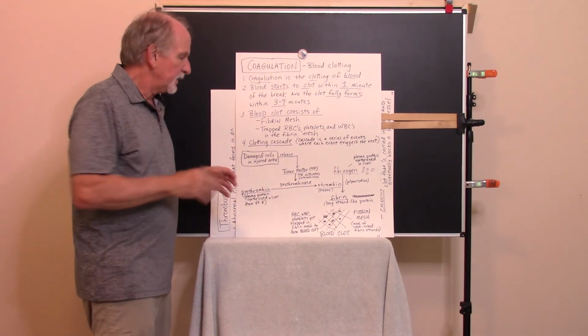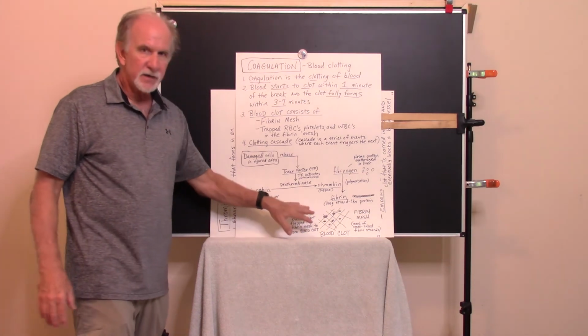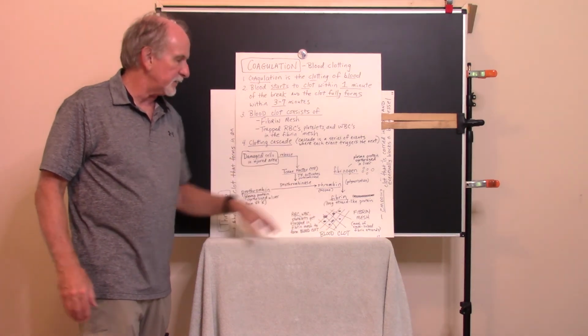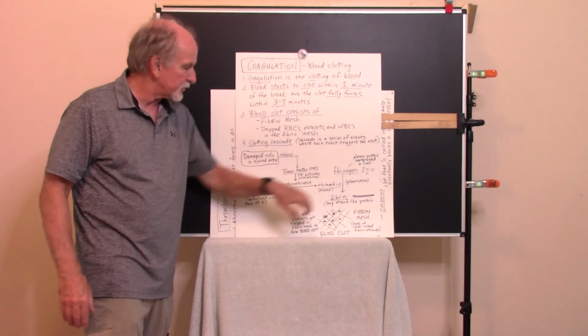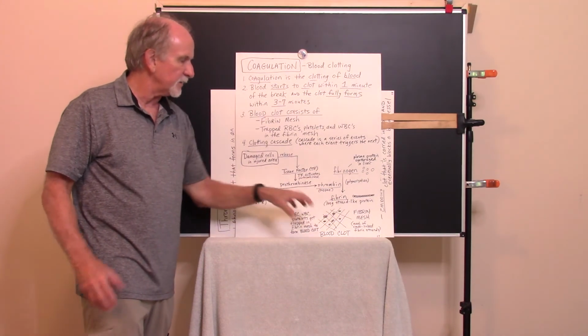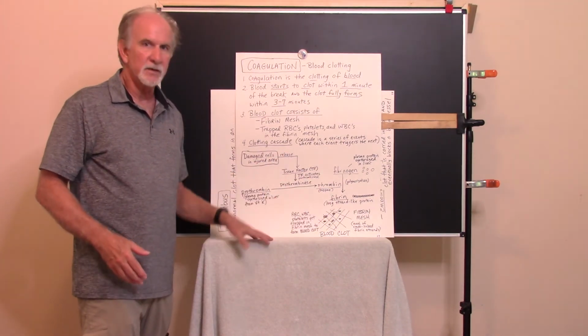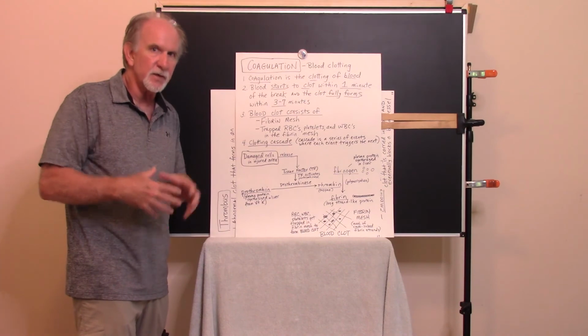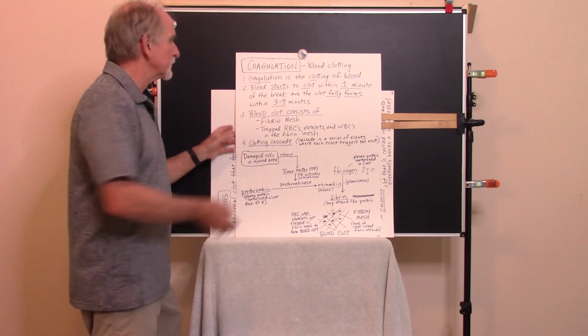spider web and traps red cells, white cells, and platelets. And the fibrin mesh and the trapped formed elements together form the blood clot that then seals up the break in the blood vessels.